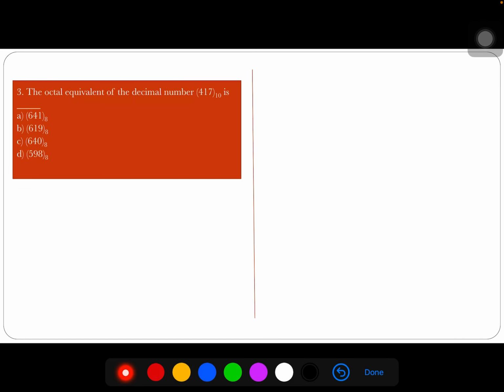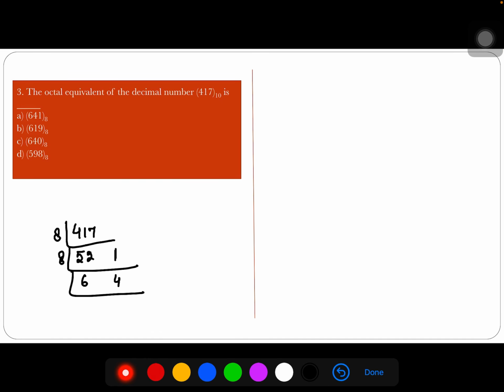Next question. The octal equivalent of the decimal number 417 is... See, if you are asked to convert a number in the decimal number system into any other system having any base, then you have to divide the decimal number by the base of the number system that has been asked. That means if you are asked to convert this decimal number into the octal number system, which has base 8, divide by base 8. 8 5s are 40, 1, 7; 8 2s are 16, 1 is the remainder. 8 6s are 48, 4 is the remainder.